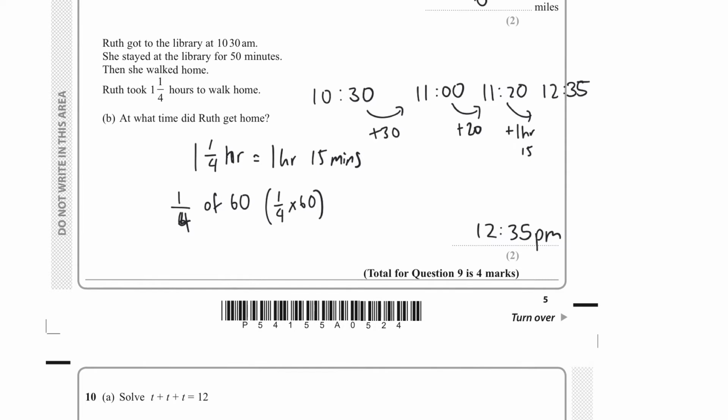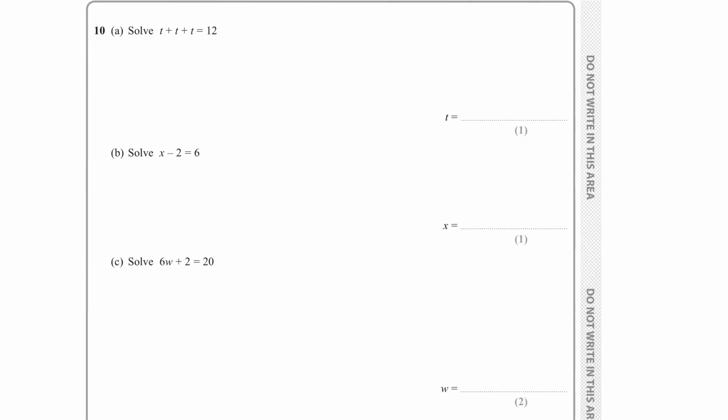Okay, so looking at the next question. It wants us to solve t plus t plus t is equal to 12. So if we're adding things together in algebra, you collect them together. Think of the t's as like different apples. So you've got 3 apples or something. So now we've got 3t, 3 lots of t is equal to 12. Then to work out what t is, we're going to divide by 3 on both sides. That would leave you with t being equal to 4.